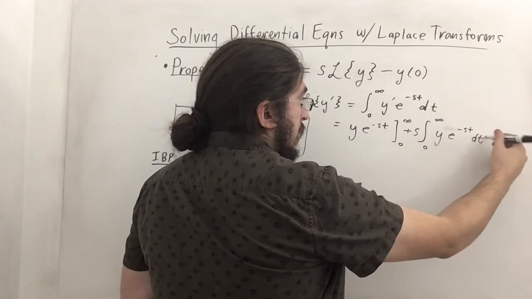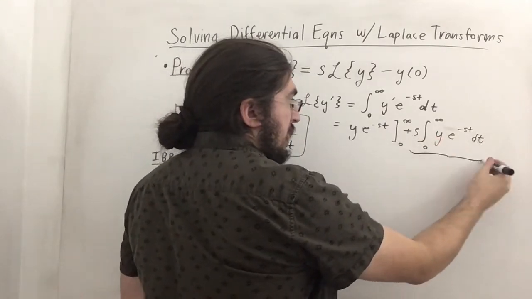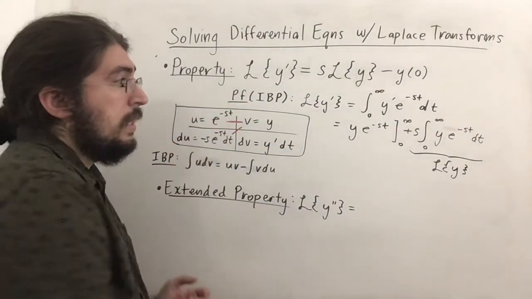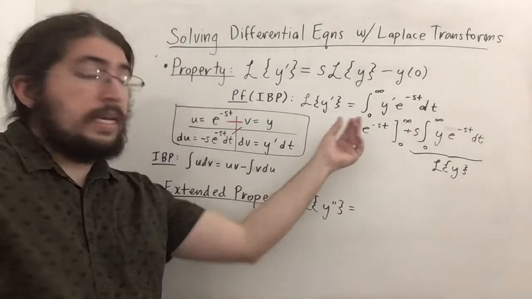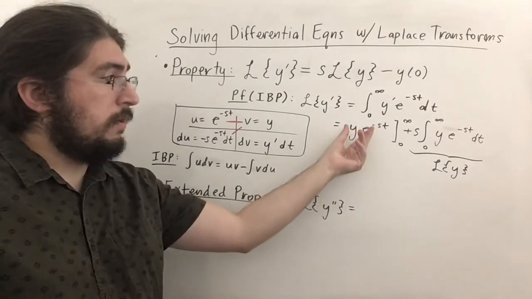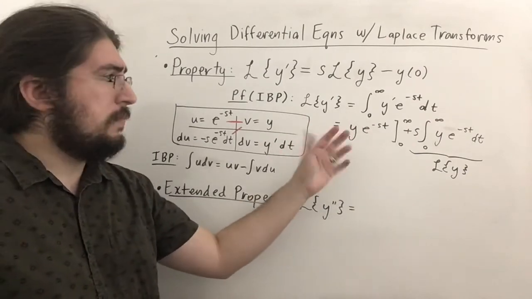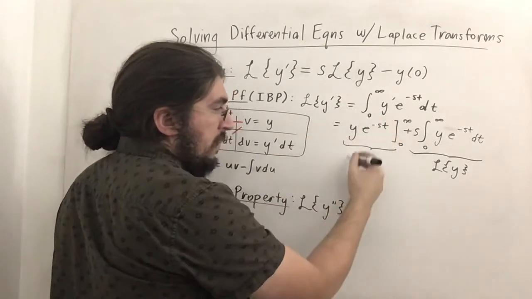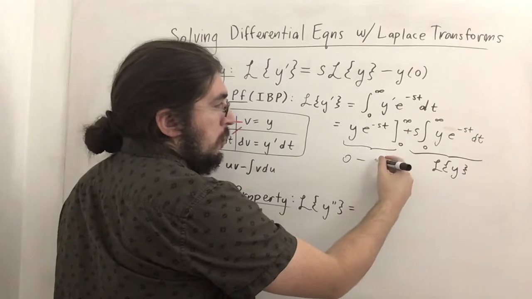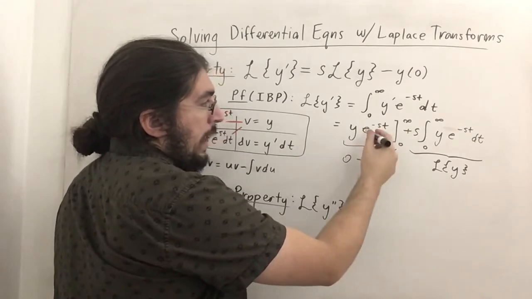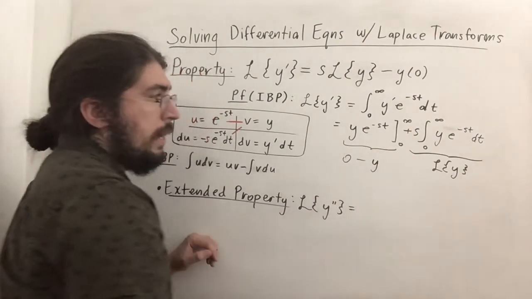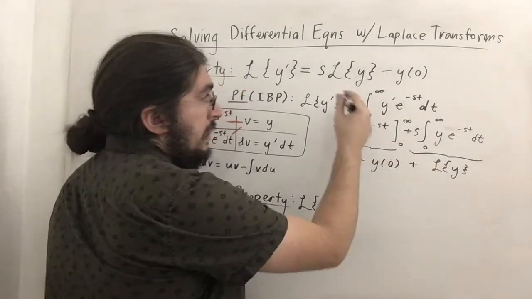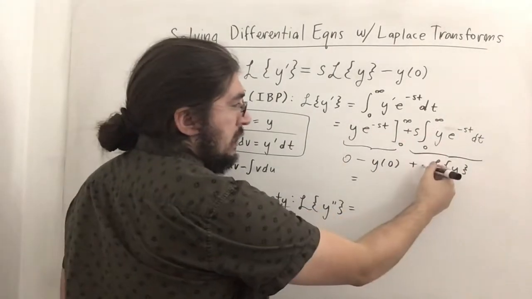Awesome. Now what you'll notice here is that this whole thing is actually just Laplace of y from the definition of Laplace. If you plug in infinity, remember that e to the negative infinity goes to 0, so this thing will go to 0. Again, that's assuming that s is positive. And then when you plug in infinity you get 0, minus what you get when you plug in 0, which is y times e to the 0, so it's just y, but it's y evaluated at t equals 0. So it's y of 0. And then plus this, and this is exactly what we have up there. I'm missing this s in front. There we go.